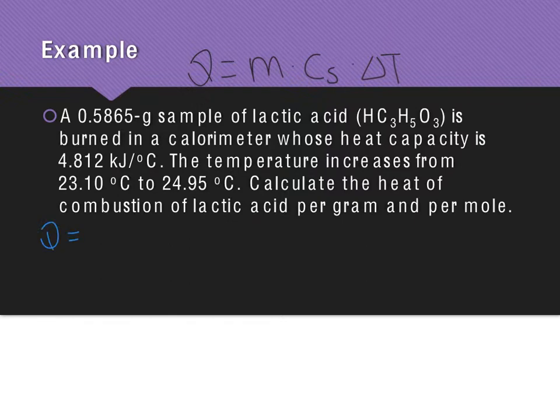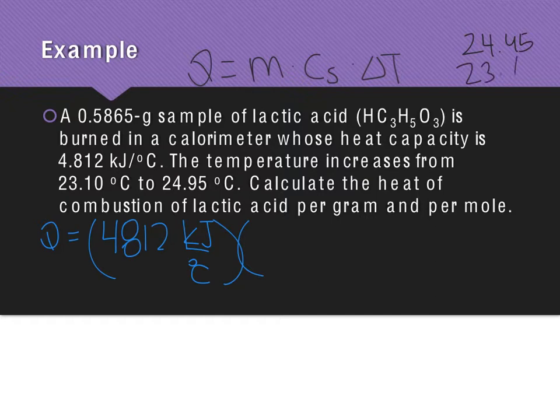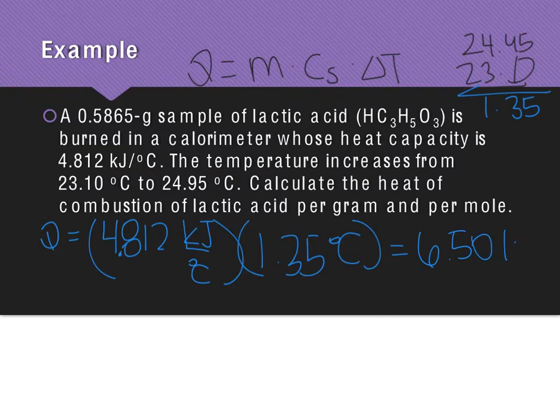So our Q in this case will equal our 4.182 kilojoules per degree Celsius, and we're going to multiply that by our temperature change, which we've got as 24.95 minus 23.10. That gets you 1.35. You multiply those together, and you get 6.50 kilojoules. That says that when we reacted this many grams of lactic acid, we produced this much heat.